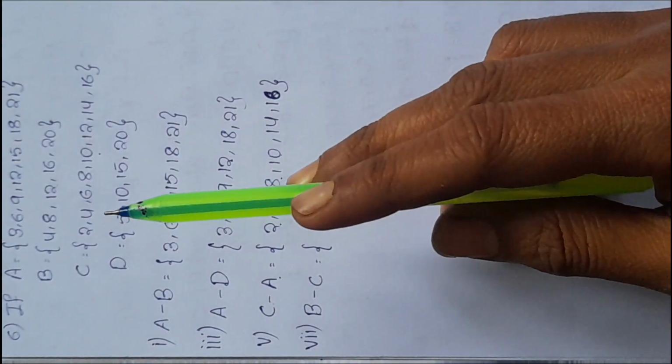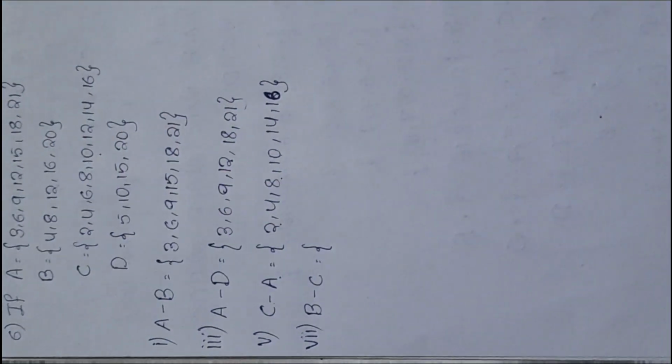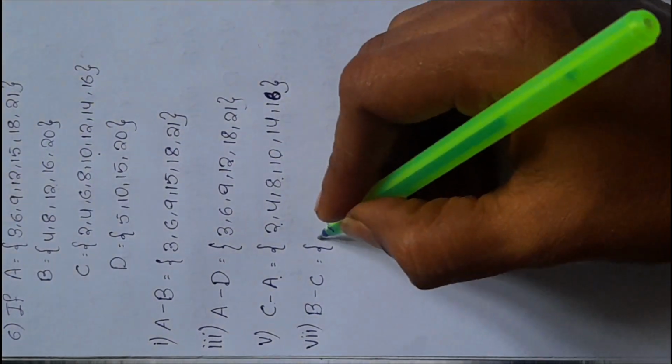Seventh question is B minus C. The elements which are present in only B and not in C. All the elements of B are present in C except 20. So this is a singleton set.